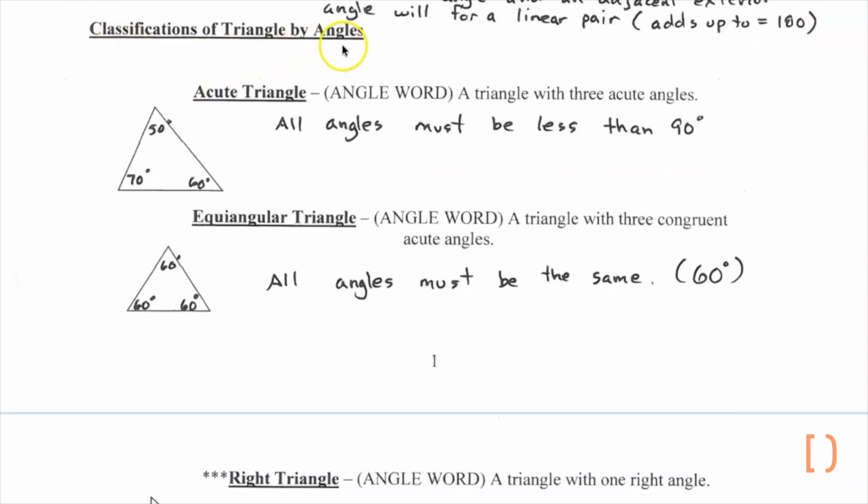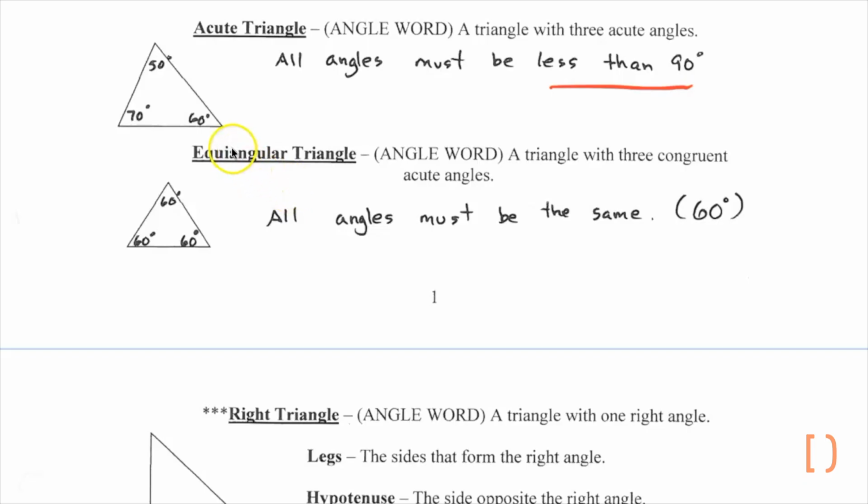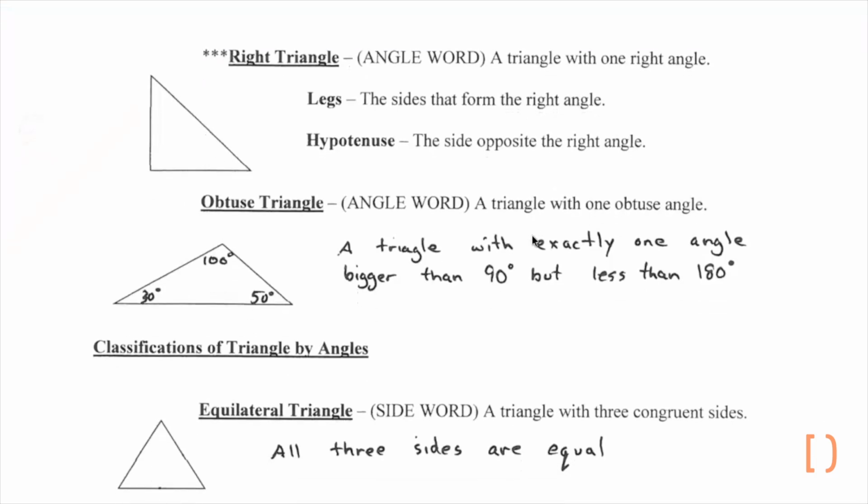Classification of triangles by angles. So we're going to label the triangles by their angles. So first one, acute triangles: if all the angles are less than 90, that makes it an acute triangle. An equilateral triangle is exactly what it sounds like. They're all equal value, so all the angles are going to be 60. It's the only way it works. So all 60. They all must be the same, which is 60. That's an equilateral triangle.